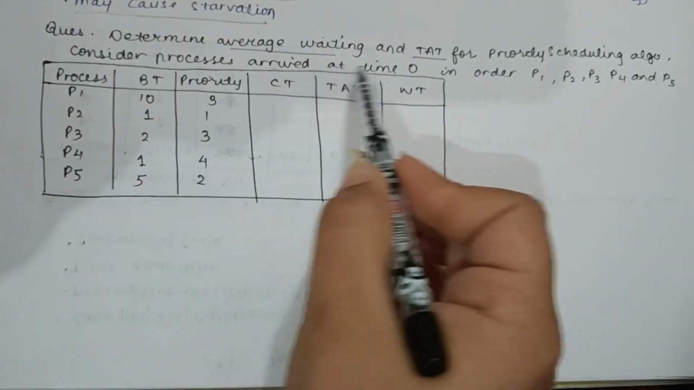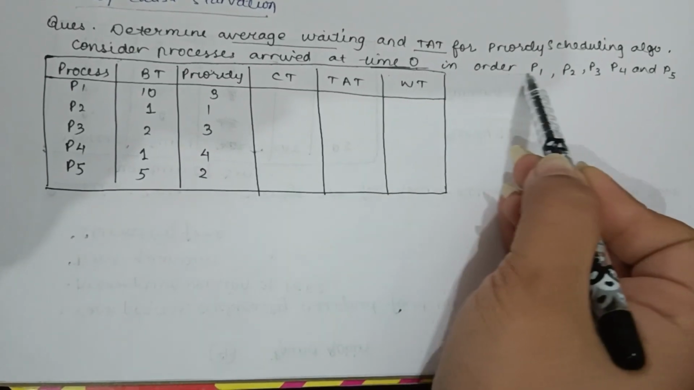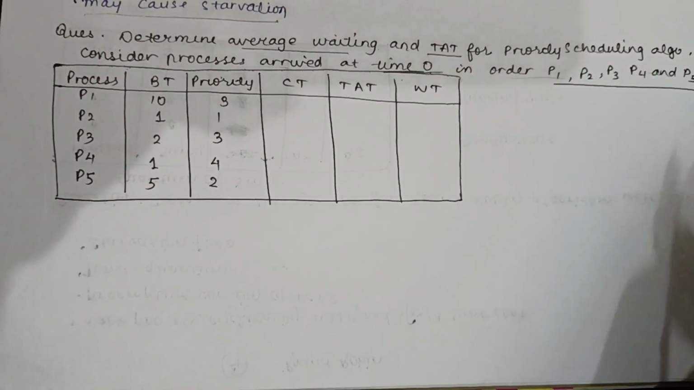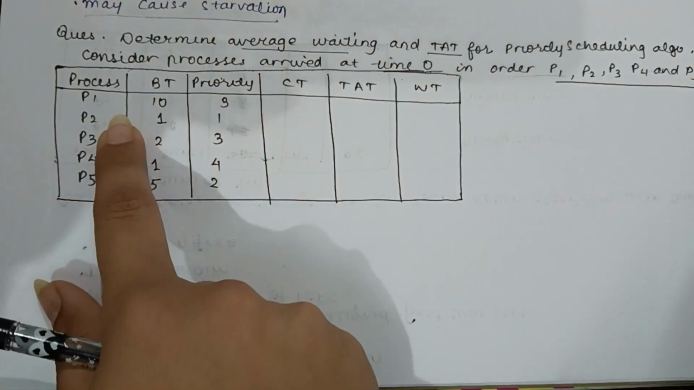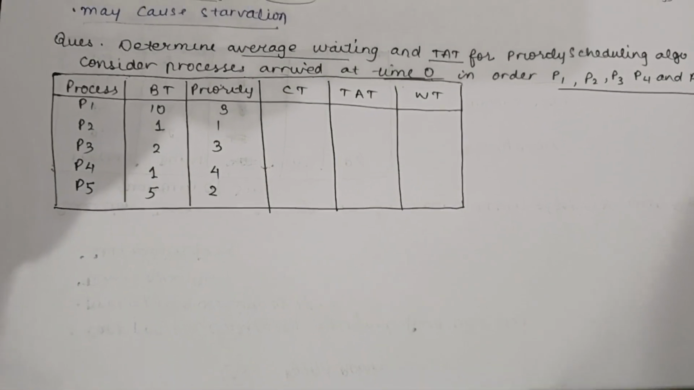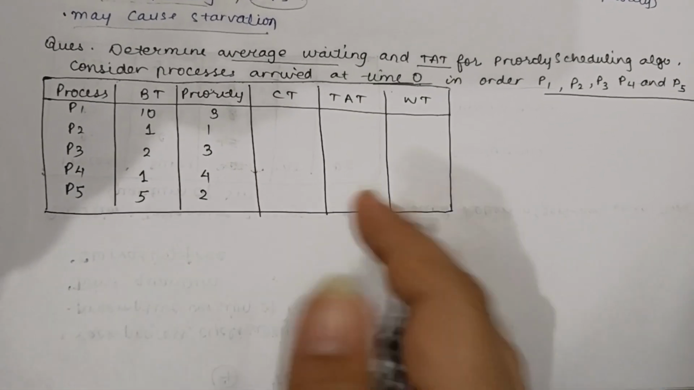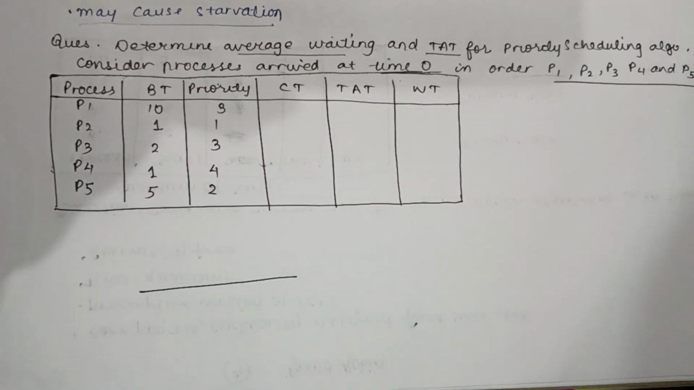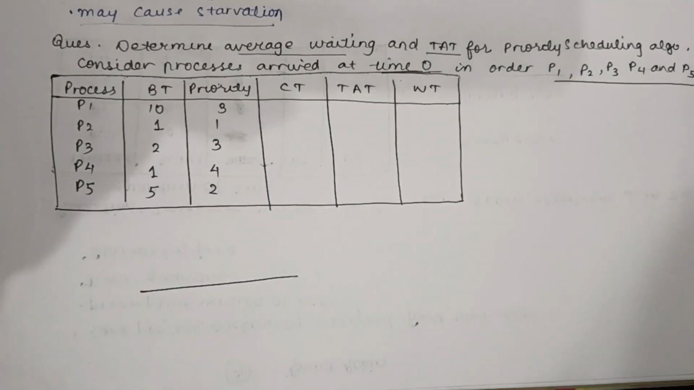Consider the processes arrived at time 0 in order P1, P2, P3, P4 and P5. So now we are given the order. It means that P1 was first, P2 was second, and so on. So it is giving us a sequence of how the processes arrived in the ready queue. So now let's make the Gantt chart.